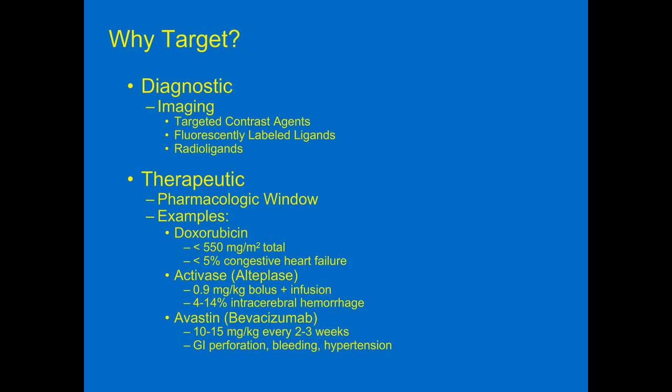Avastin, or bevacizumab, is a therapeutic monoclonal antibody that is used for several cancers, and the dose is 10 to 15 milligrams per kilogram every 2 to 3 weeks. And this is nearly a gram of monoclonal antibody at a time, which you're going to get a lot of adverse effects from that alone. But in this case, since this is targeted to VEGF, to inhibit tumor vascularization, you get some pretty horrendous side effects, including gastrointestinal perforation, bleeding, and severe hypertension.